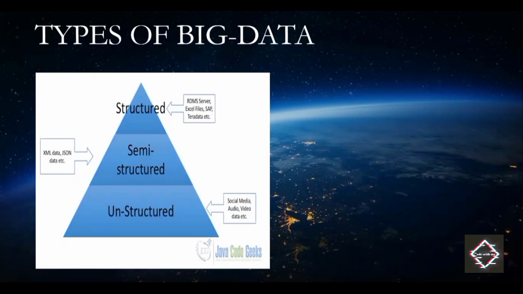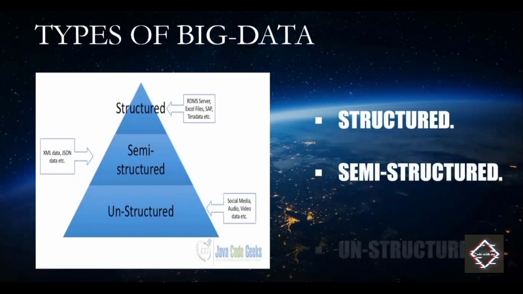We can come to the conclusion that structured consists of RDBMS, relational database systems, servers, Excel files, SAP files, and so on. So structured data contains these types of files. Speaking about semi-structured, it is XML data, JSON data, etc. So semi-structured holds that kind of data. And last but not least, unstructured data is usually social media, audios, videos, pictures, etc. That type of data is called unstructured data. So by looking at this diagram, you can come to the conclusion that there are three types of data: structured, semi-structured, and unstructured.